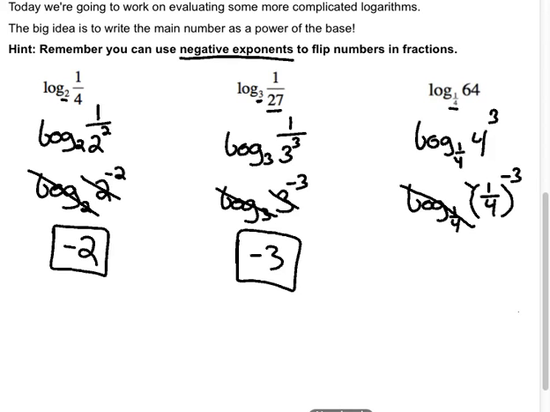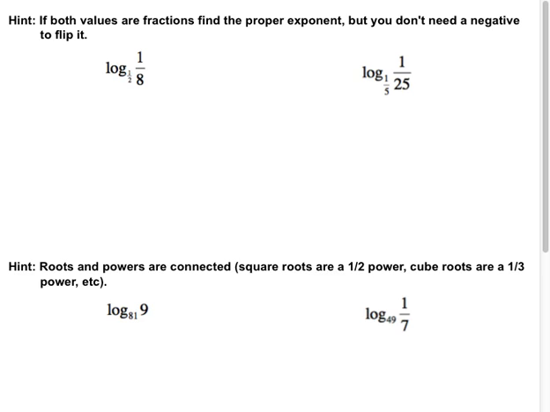Because now those bases match perfectly, and I have negative 3. And again, you can easily check that in your calculator. That 1/4 to the negative 3 power does in fact give you 64. All right, so that's the first trick, using negative exponents.